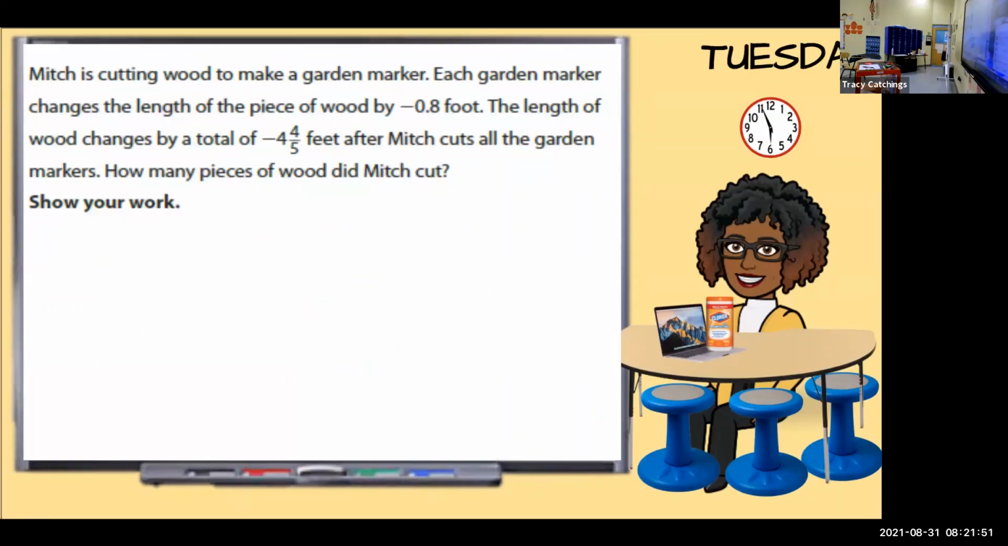All right, I'm gonna give you about a minute to have a look at this problem.